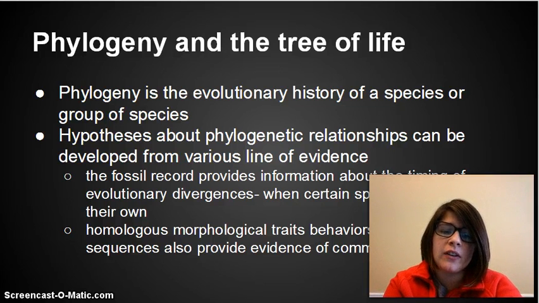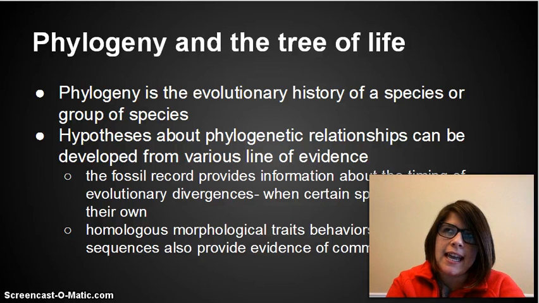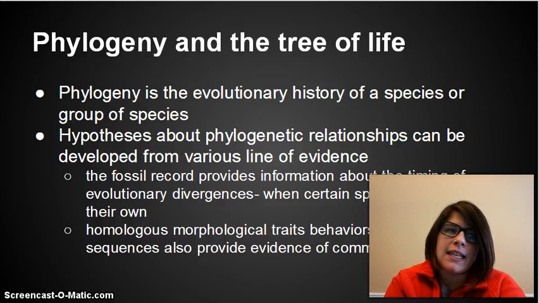Number two, homologous morphological traits, behaviors, and molecular sequences also provide evidence of common ancestry. So we're going to look at these homologous morphological traits and behaviors. We can also look at molecular sequences such as the DNA, and we can actually see using our DNA that our DNA is 50% the same or homologous to the DNA of a yeast cell. So that means everything has evolved together, and there are homologies within many lineages.